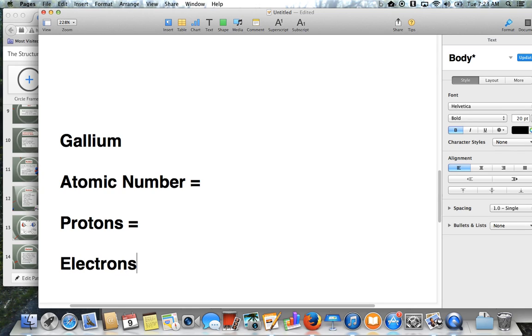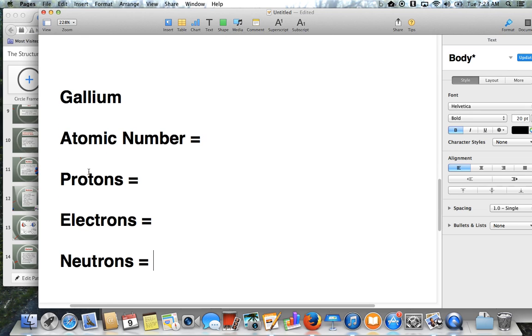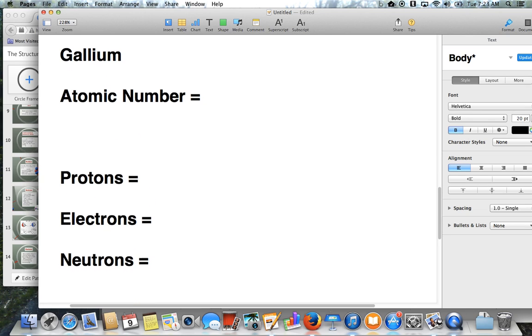Electrons. I want you to find the number of neutrons. I'm going to throw one more thing in here. Atomic number, and I also want you to put in the atomic mass. And I want the rounded atomic mass. Okay, I'll give you a few minutes. Gallium, if you have not found it, is element number 31.